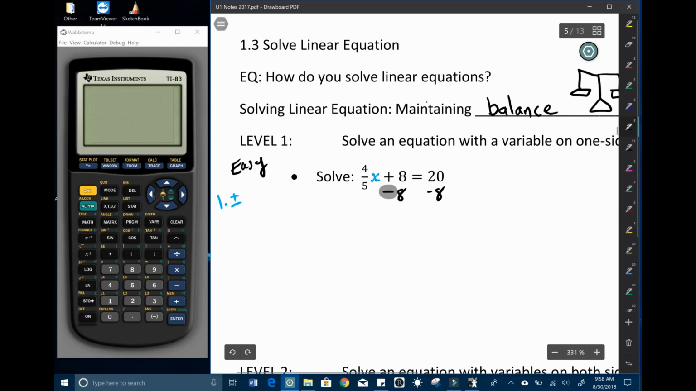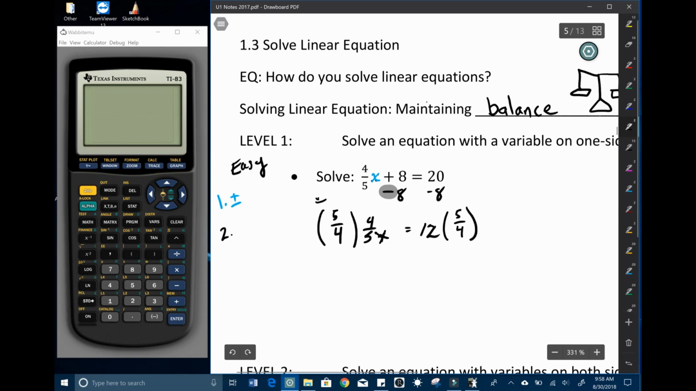20 minus 8, that gives us 12 equals 4/5 x. Your next step is to get rid of any coefficients that are being multiplied. In our case, we have a fraction. Don't let fractions scare you. They're okay. Key thing is, to get rid of a fraction, we're going to multiply by the reciprocal. So we're actually going to multiply each side by 5/4.